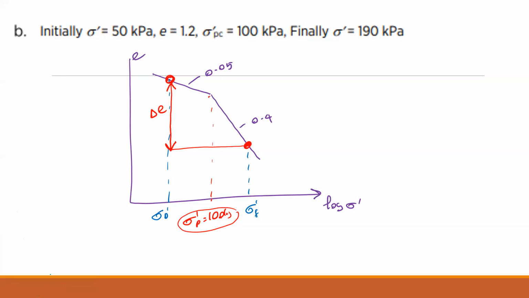So you can't find it in one go. So what you do, you find this one separately, delta e1, and you find this one separately, delta e2. Am I right? So your e final is equal to e initial minus delta e1 minus delta e2, isn't it? Can you find me this? Does that make sense?